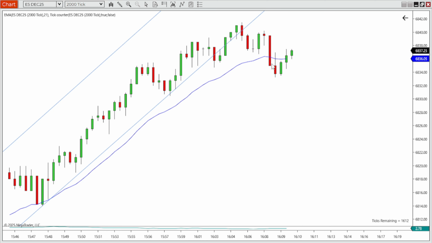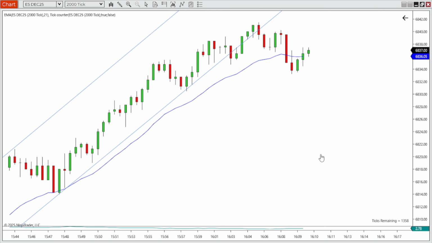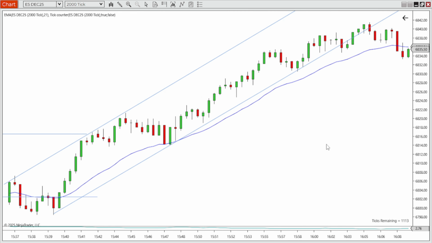Hello everyone, I'm currently recording my live session on the E-mini S&P 500 futures. The time frame is 2000 tick chart. The current market cycle is an uptrend.